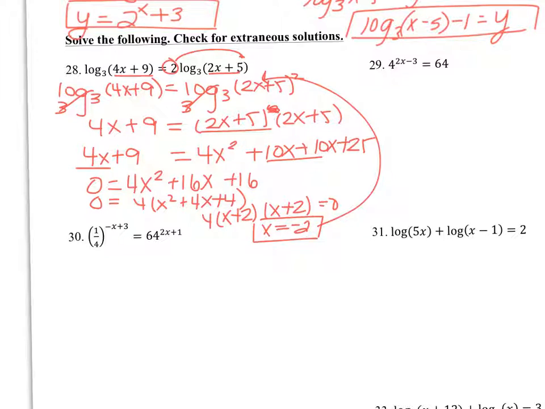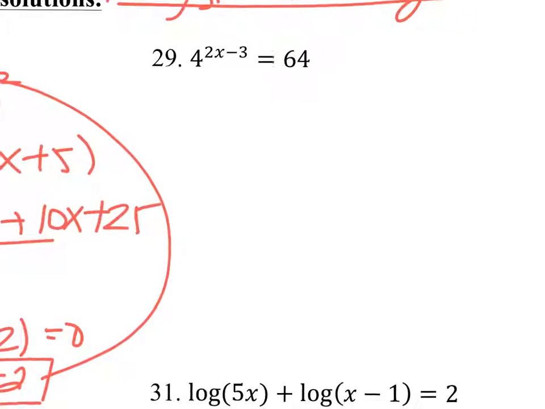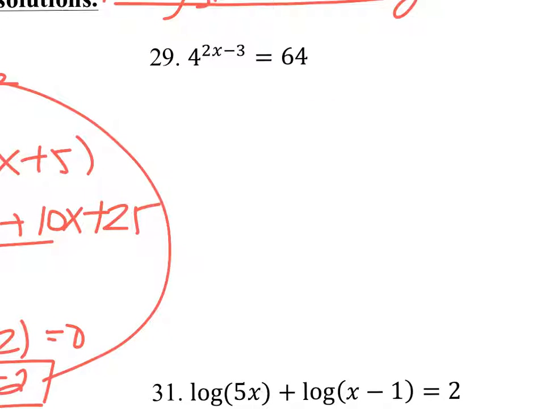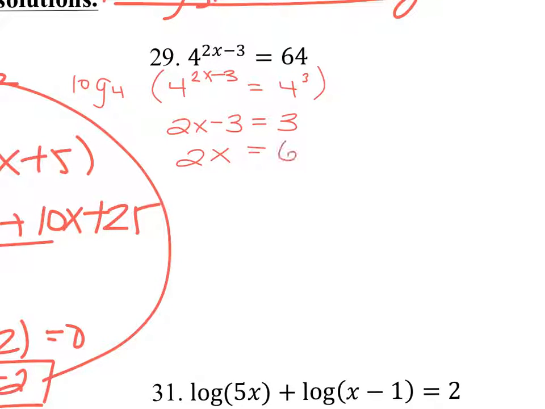It does work. If I go and look at number 29, I want to make common bases. So I have 4 to the 2x minus 3 equals 4 to the 3rd power, which makes 64. Now when I take log base 4 of both sides, the bases cancel out, so I'm left with 2x minus 3 equals 3. So now I have 2x equals 6, so x equals 3.